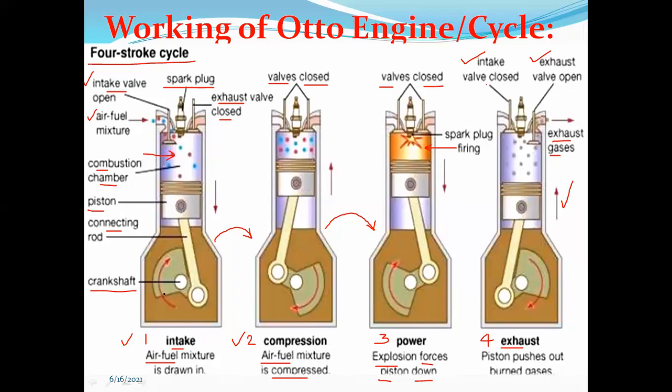Okay. So here, this arrow and this arrow, then this arrow, the direction of these arrows in the four processes is important. So you have to remember the direction of these process arrows, and you will come to know how the intake, then compression, then power, and the exhaust stroke of the auto engine work. Okay. So this is basically the four-stroke cycle, or four-stroke engine.